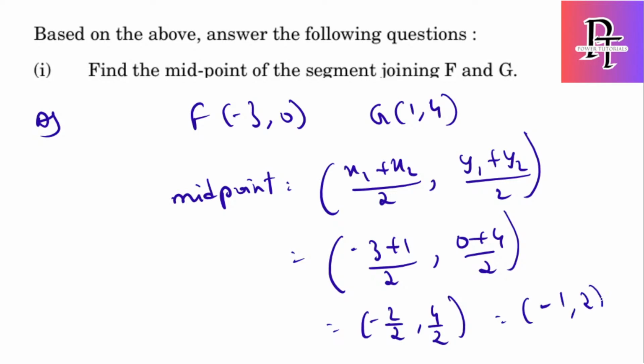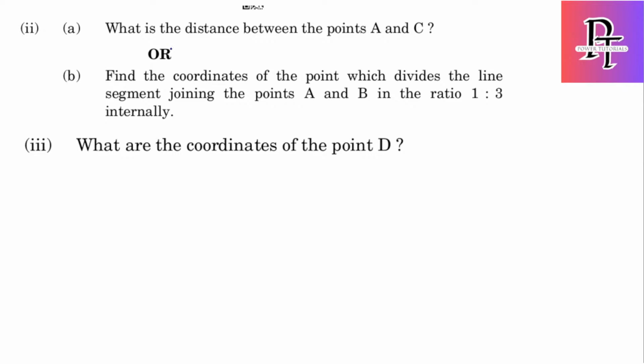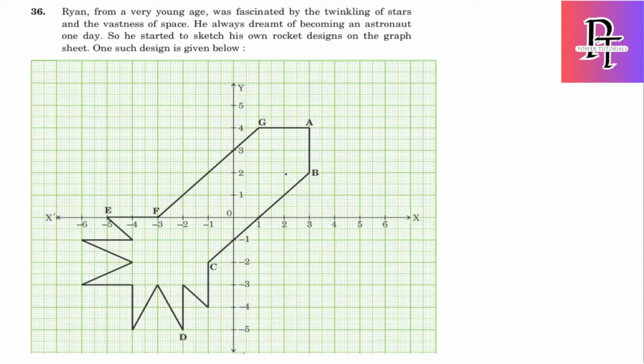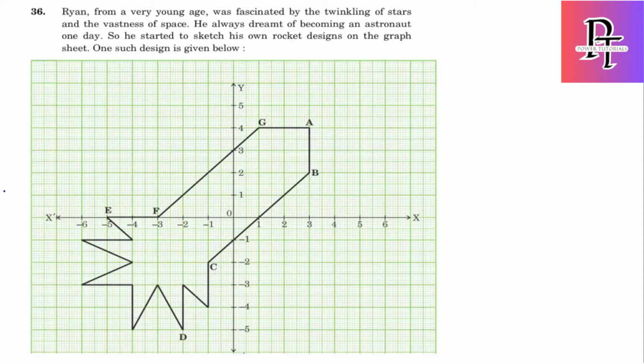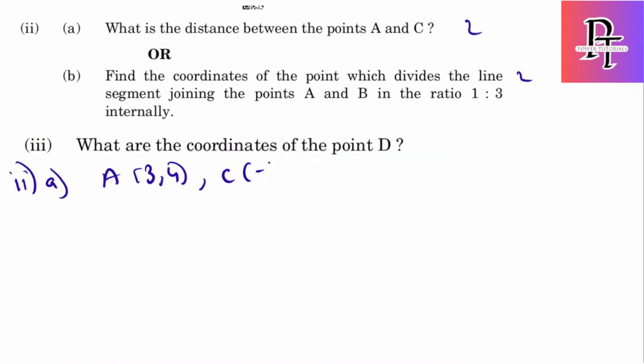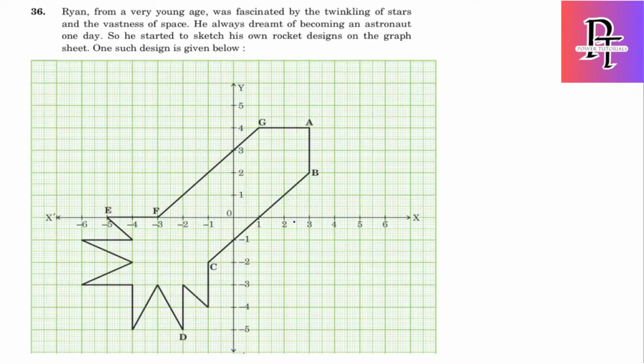Let's see the next question. Here also we have an option: either you can solve this one or this one. This carries 2 marks. Let's solve the A part first. Distance between A and C. Let's mark A and C first. A is here, X is 3, Y is 4. So A is 3, 4. C value, where is C here? C is here. X is minus 1, Y also negative, which is minus 2. C is minus 1, minus 2.